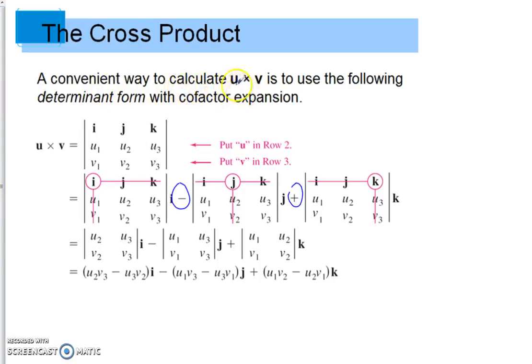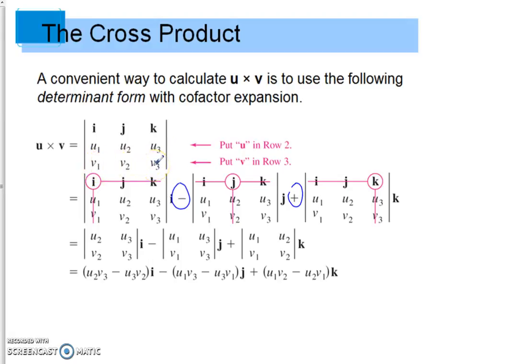A convenient way for us to calculate u cross v is to set it up in this form. Notice u and v are three-dimensional vectors, not 2D. The first thing we do is put the i, j, and k on the top. Then we substitute the u1, u2, u3, the coefficients of i, j, and k, in the second row. And then the v1, v2, v3 in the third row.